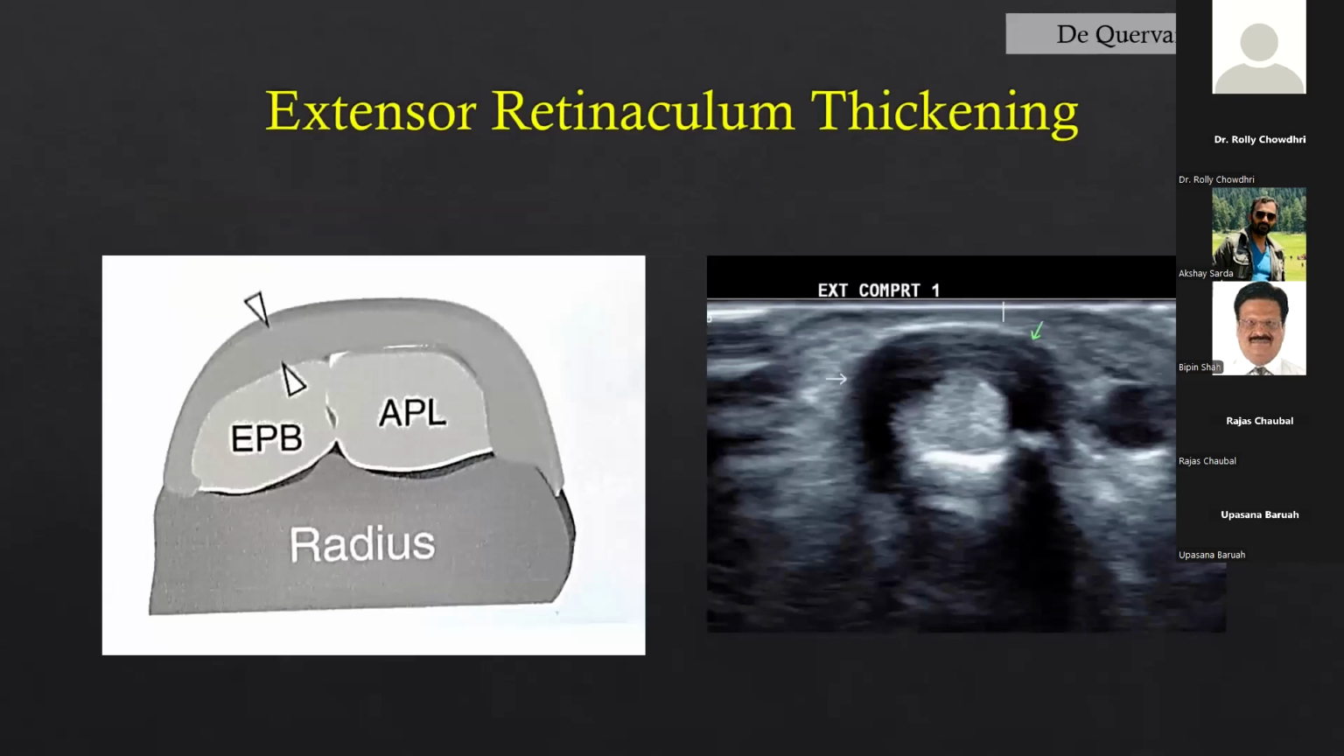We had seen the normal retinaculum, which was a very thin, hypoechoic structure. The most important thing that happens in de Quervain's is there is significant thickening of this retinaculum. So you will see a thick hypoechoic band surrounding these two tendons. A significant hypoechoic thickening of this retinaculum is the first and important diagnostic finding of de Quervain's. So that's the thickening of the retinaculum.